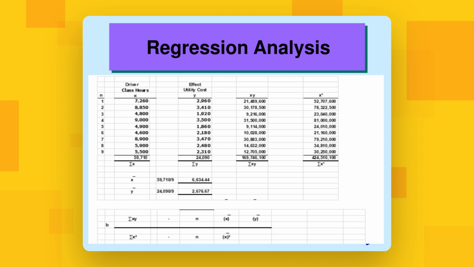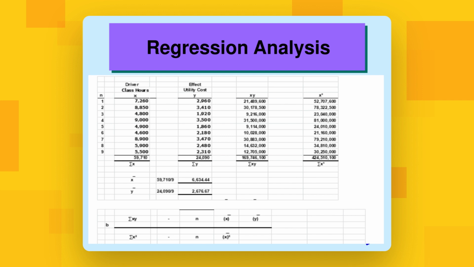Next one, you have also here your X squared. Alright. So in terms of your X squared, is that you have 7,200 times 7,200, you have 52,707. 8,850, ganun din, to be multiplied by itself. And the answer here is 78,322,500. And so on and so forth. Alright, so in class yung formula natin. Alright. So how much would be the summation of EX squared? 424,510.